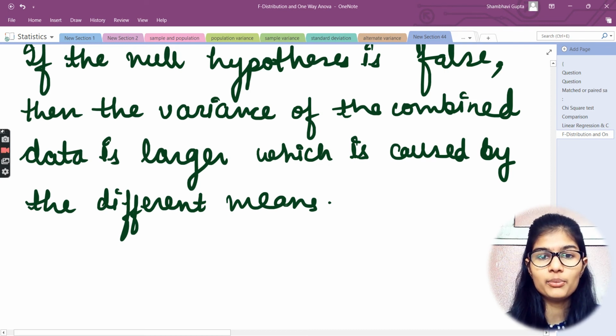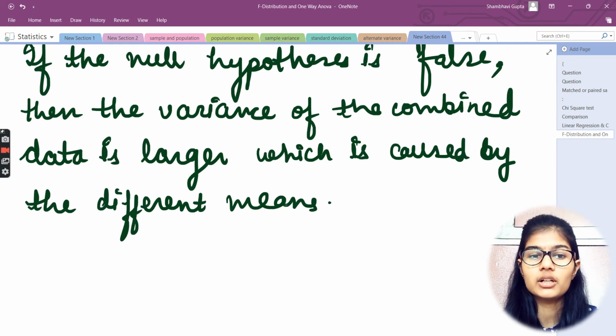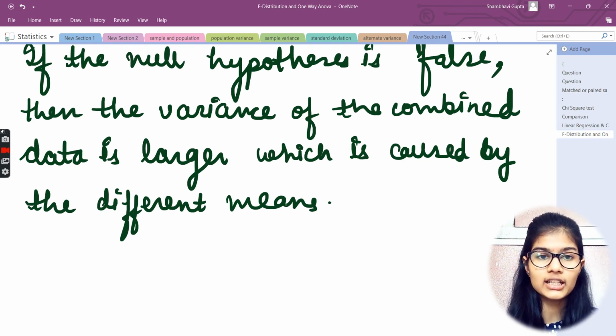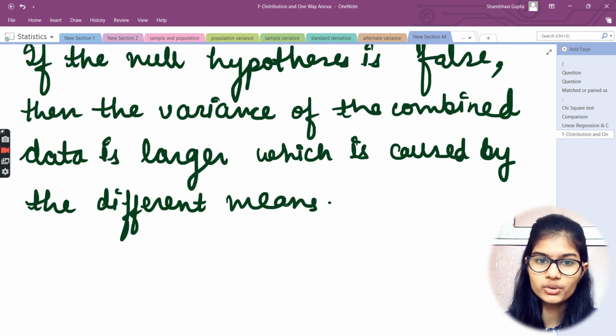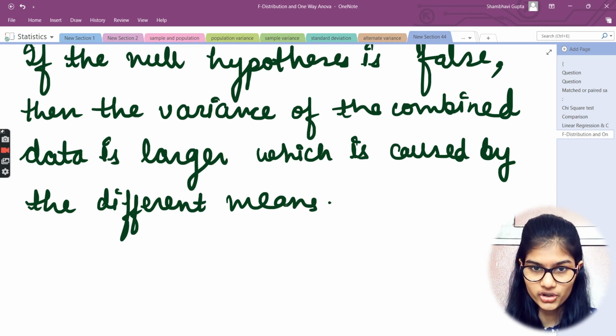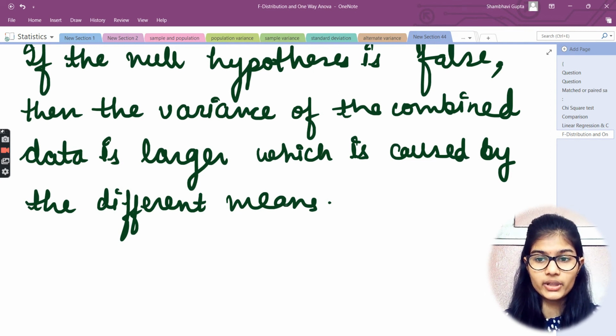Right, so if the null hypothesis is false, as I mentioned, whenever the means are not similar, in that case we simply mention that the null hypothesis is false. We do not put that it's true or anything like that. So in that case the variance of the combined data is larger, which is caused by the different means. When all the means are similar, we say that the variance of the combined data is similar.